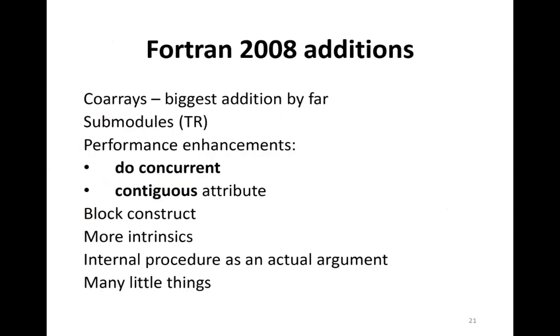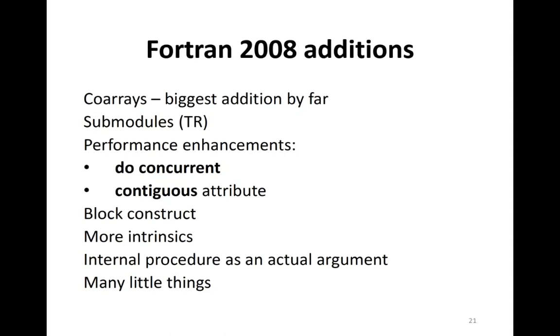So what's in Fortran 2018? What's in 2008? Coarrays were the biggest addition by far. Having had a large edition of Fortran 2003, we were determined as a committee to make the next revision small. So that was our intention.